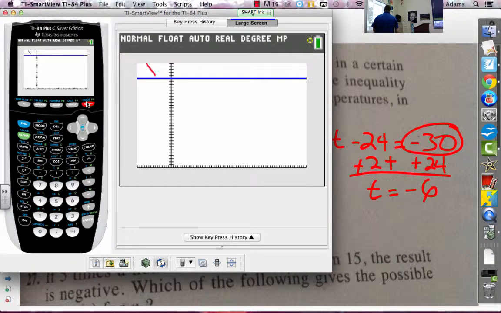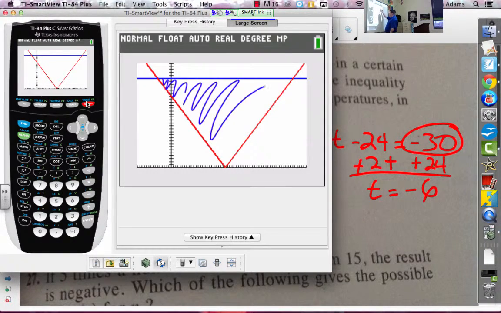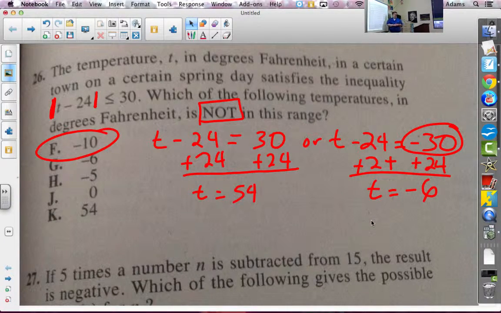So there's my y equals 30. What I'm really interested in are the x values that fall below this line. In other words, just this portion here. This right here is negative 6, and this right here is 54. So those are my upper and lower boundaries on this system of inequalities. Anything outside of this boundary is going to be an issue, and that's how we know that F is an issue.